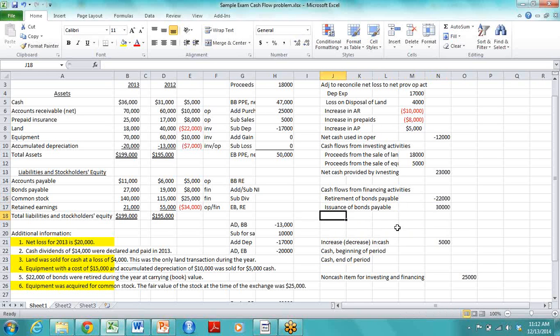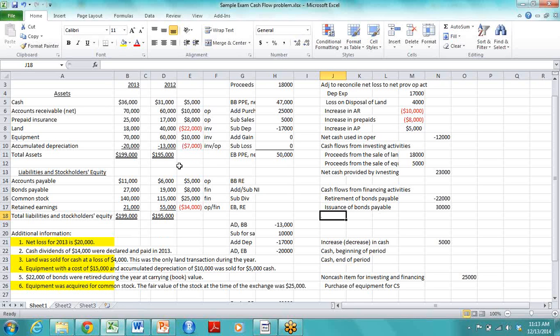And then the next thing we have to do is capture issuance of common stock. So here, common stock went up by $25,000, right? But if you recall, that $25,000 was for the exchange that we had for common stock for equipment. So we didn't get cash when we issued that common stock. We got equipment in exchange, and we've already captured that as a non-cash item. So we're going to put purchase of equipment for common stock. So there's no need to put issuance of common stock here.